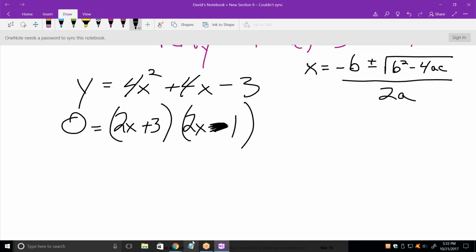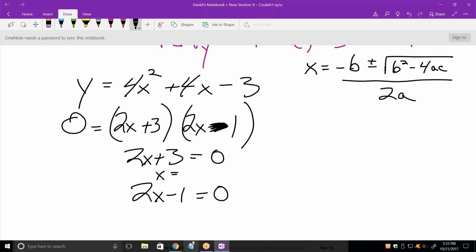So we have 0 equals 2x plus 3. Okay. And 0 equals 2x minus 1. And with the first one, we subtract 3, which makes it 2x equals -3. And you divide by 2, and you get -3 over 2. Okay. Second one? And then you have 1 over 2. Okay.